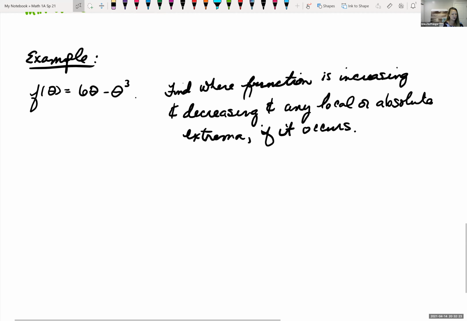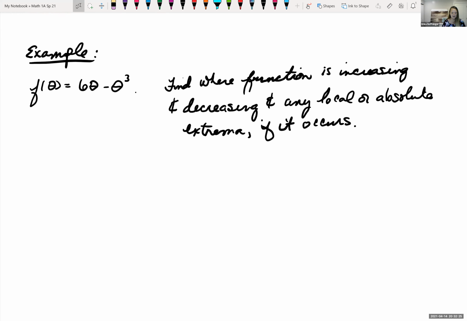Okay, so first example, we're given this function and we want to find where it's increasing, decreasing, and any local or absolute max or mins if they occur. Because it's a function, it's not giving us the graph. First thing that we want to do is find our critical points.